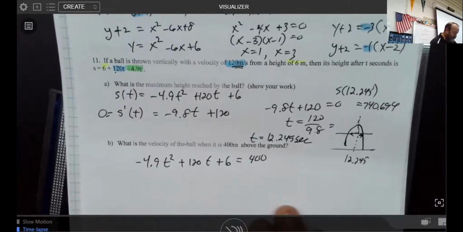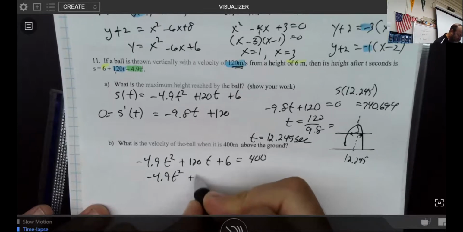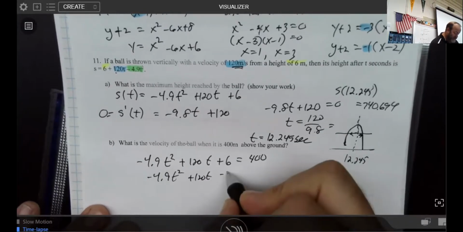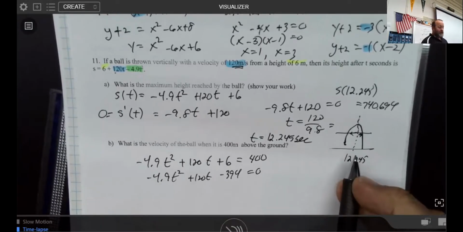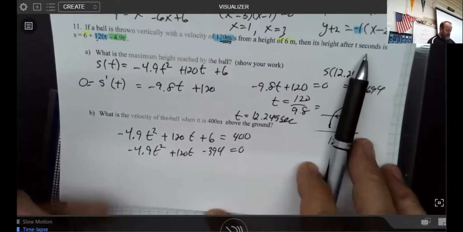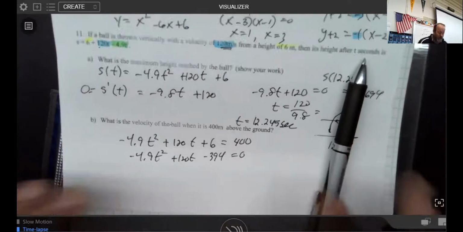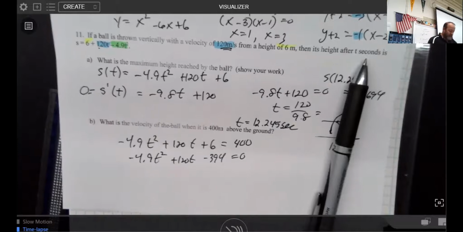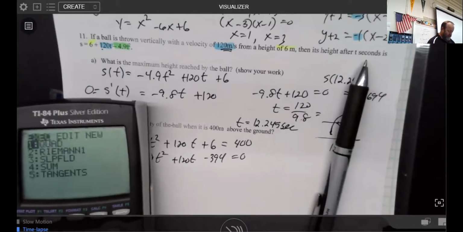Mathematically, the first thing I would do is subtract that 400 from both sides. If we subtract 400 from both sides, we get negative 394 equals 0. Now, I don't really want to solve that problem. That's just kind of irritating. So I'm going to use my quadratic formula program on my calculator. I don't have it on the one that I grabbed, so that's all right. I'm going to go Program, QUAD.